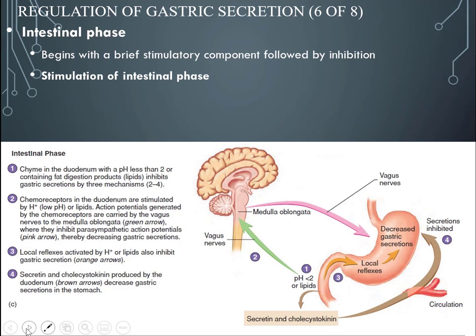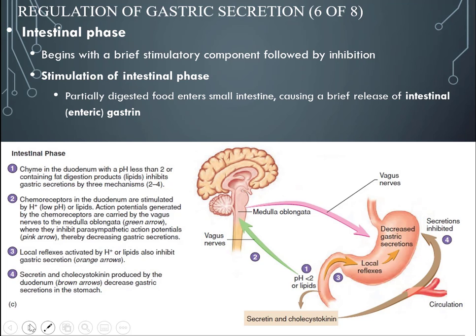Okay, so pretty much the stimulation of your intestinal phase is because of the partially digested food that enters the small intestine, which you call chyme, causing a brief release of intestinal gastrin. That's actually the stimulation phase, but that is only very brief. It's going to be followed by a component of inhibition.